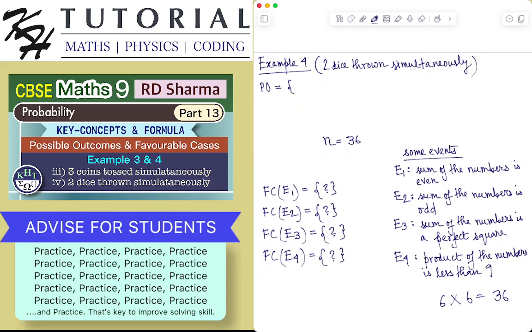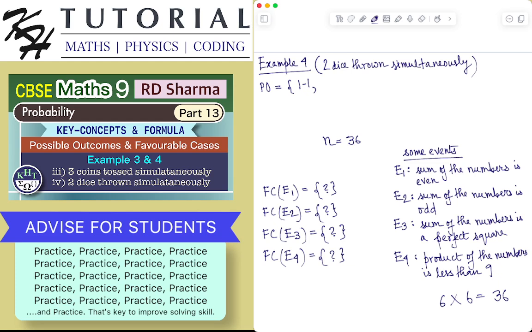So the first number, let's say we fix the die, the first die can show up any number from 1 to 6. Let's say the number showing up on the first die is 1. Now I am denoting an outcome as 2 numbers separated by a dash, which means 1 dash 1 means the first die is showing the number 1 and the second die is also showing the number 1.